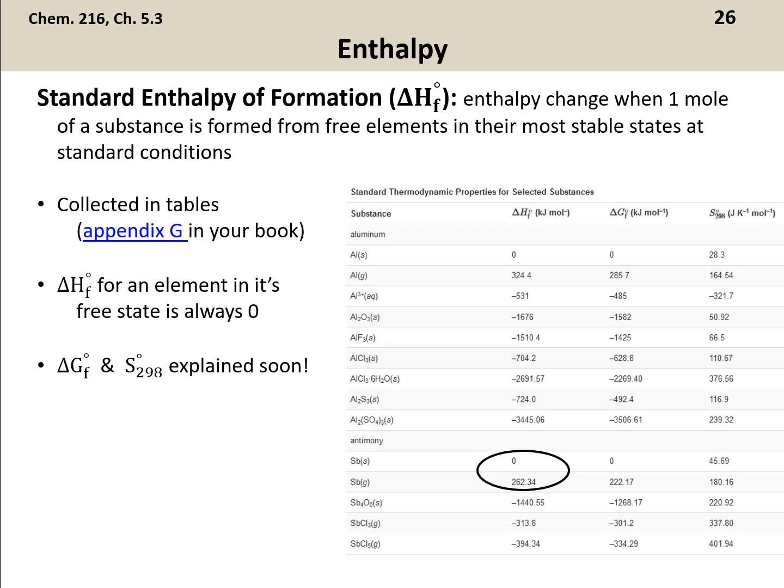Okay, so I can take all these delta HFs, I can collect them. So you can see here are a bunch of delta HFs for a bunch of different compounds. There's some other things. We'll explain these next week. Not right now. That's too complicated for right now. Notice some are positive, some are negative, right? And some are 0. Whenever I have an element in its stable state, in its free state, that's 0. So aluminum solid is its free element. Antimony solid, that's 0 as well.